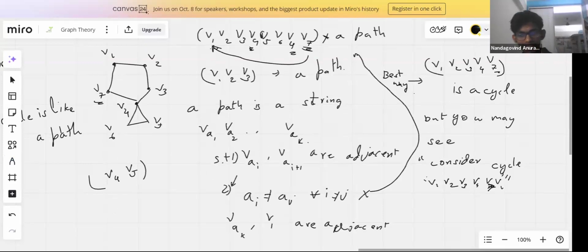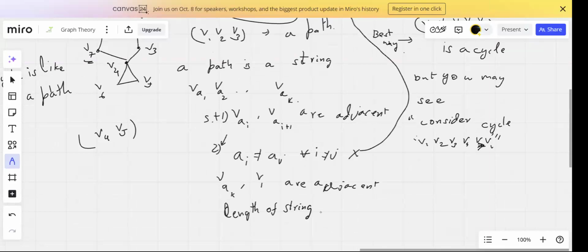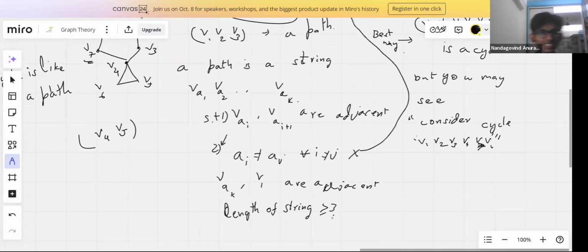So we add the additional condition that the length of the string is greater than or equal to 3. This is for the simple graph case. The point is that if we had V4, V5 and it's no longer a simple graph, then we would consider V4, V5 a cycle. But for our current purposes, we're going to assume all graphs are simple.